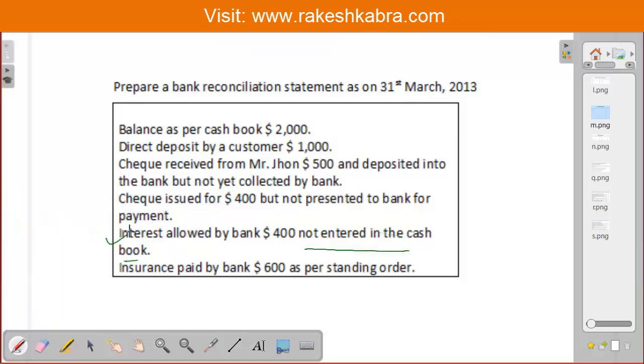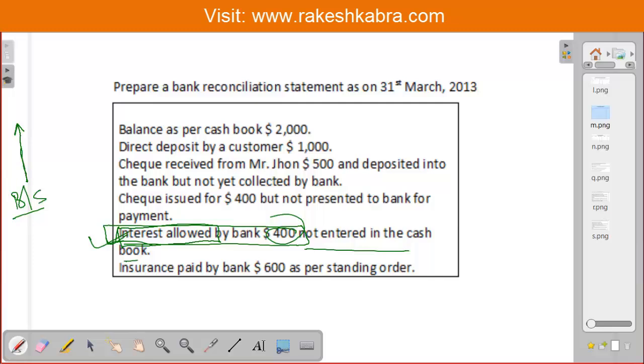Now see the next transaction. Which is our next transaction? The bank allowed us interest, isn't it? And so the bank immediately recorded this transaction in the bank statement, and the bank statement balance increased. Interest allowed. The bank is not charging interest, actually the bank is allowing us interest. So this is a good thing for us. How much interest did the bank allow us? 400. And the bank entered this transaction in the bank statement.